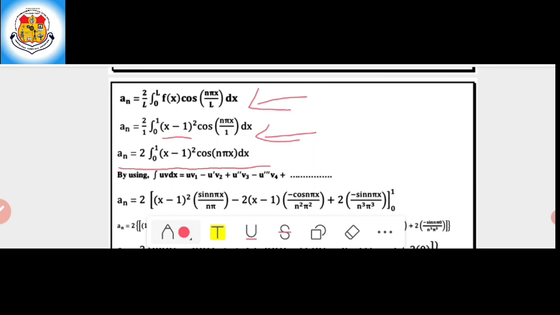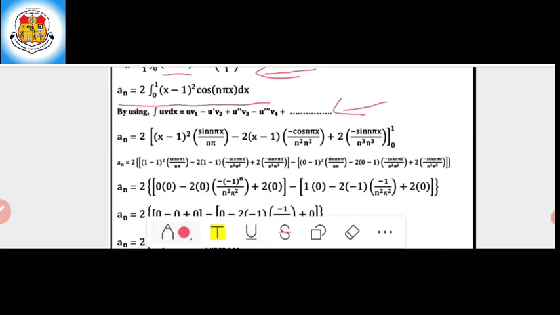By applying the formula, integral u v is equal to u into integration of v, minus derivative of u, u dash, into v2, where v2 is nothing but integration of v1, plus u double dash into v3, v3 is integration of v2, and so on. The formula will be continued. This formula is applicable only when one of the functions, either u or v, is a polynomial function.